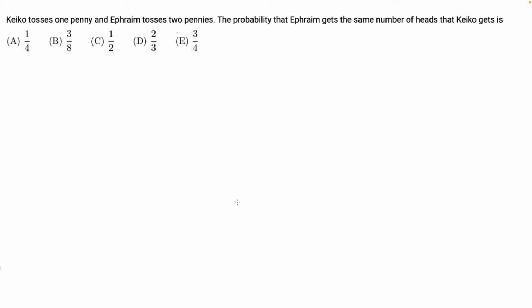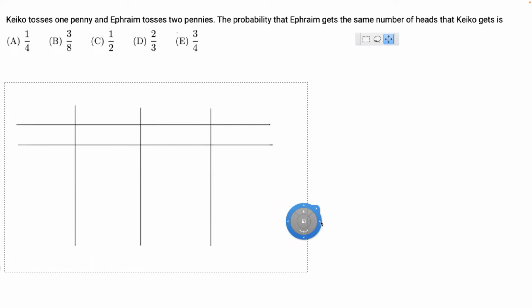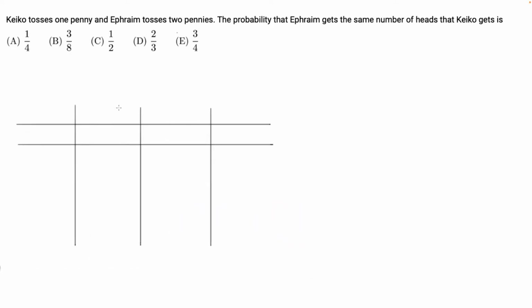Penny, and Ephraim tosses 2 pennies, the probability that Ephraim gets the same number of heads that Keiko gets is. And first we have a table here, and then the first column is going to be Keiko. And then the second column is going to be Ephraim.